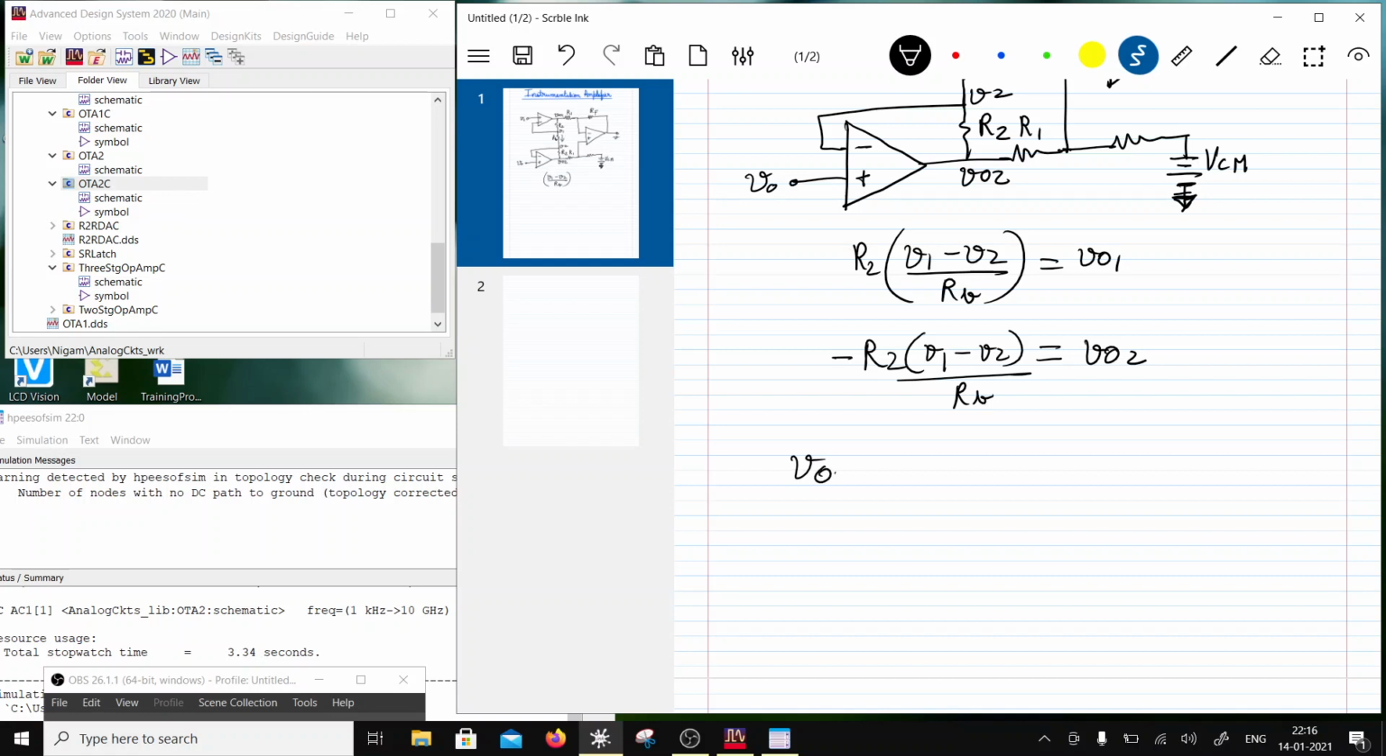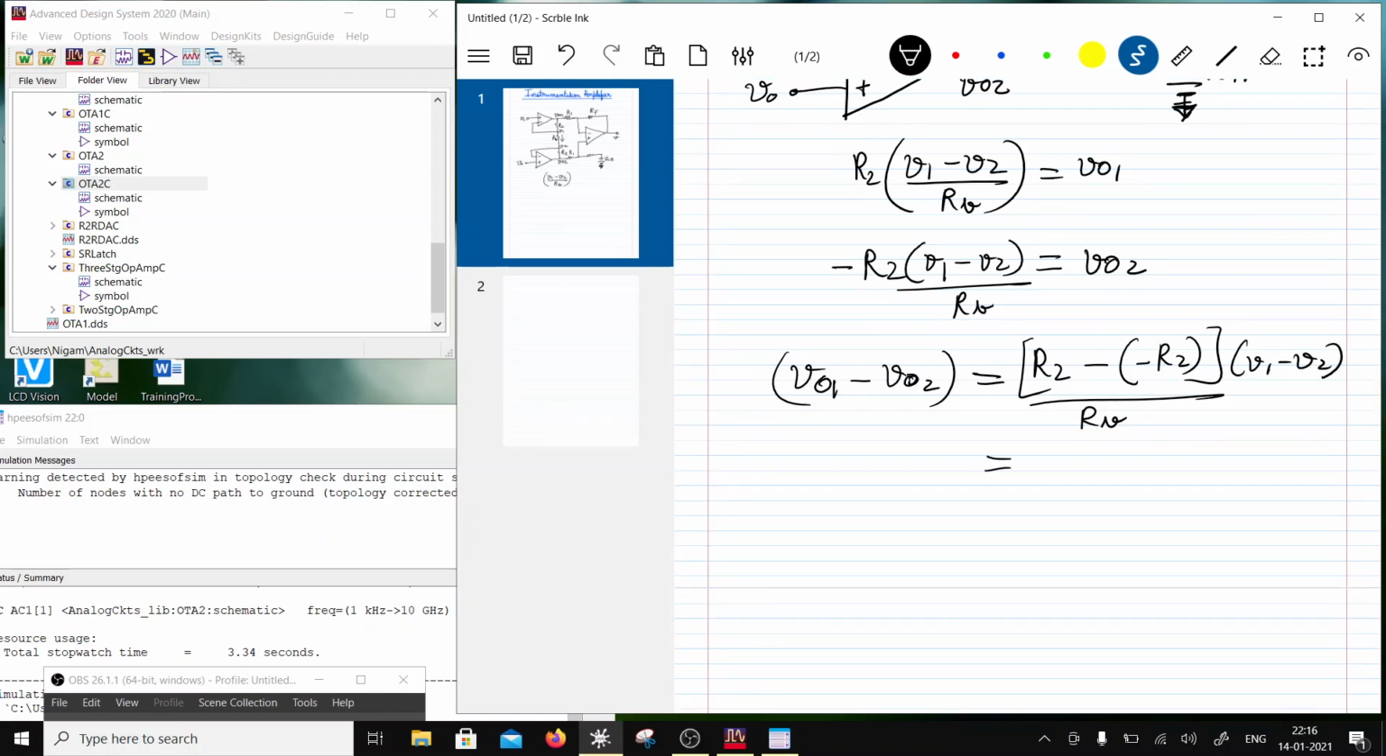Now VO1 minus VO2, okay, this is the differential input, is equal to R2 minus of minus R2 divided by RB, right, times V1 minus V2. So now this will be approximately twice R2 by RB times V1 minus V2. So this is VO1 minus VO2.